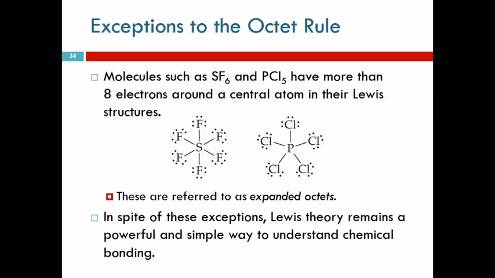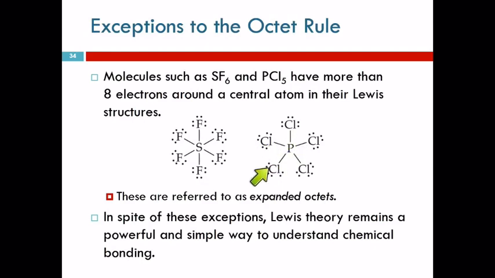Other exceptions are things like with larger elements like sulfur and phosphorus. These are the group 3 elements and larger. And they will sometimes have more than 8 electrons. And here are examples, sulfur hexafluoride and phosphorus pentachloride. So here, how many electrons does the sulfur have? 2, 4, 6, 8, 10, 12. The octet rule says you can't do that. And sulfur says, well, I don't care about the octet rule, I'm doing it. Sulfur can do that. These are called expanded octets. And there's a scientific explanation for how they do this, but we're not going to worry about it in Chem 3A. Here, phosphorus has 10.